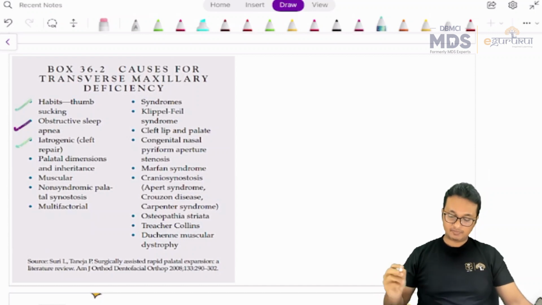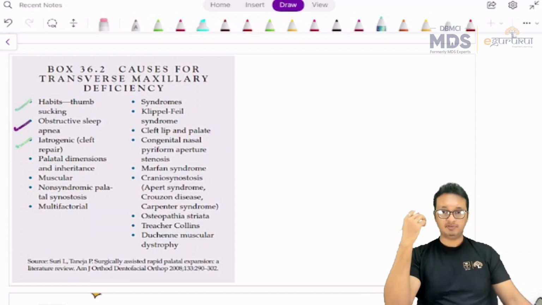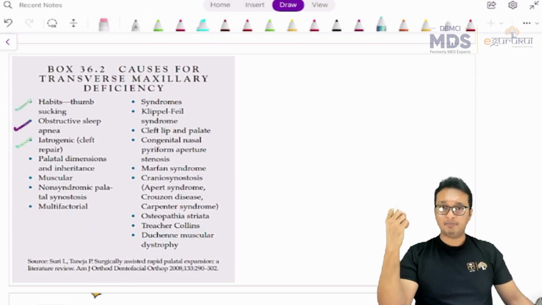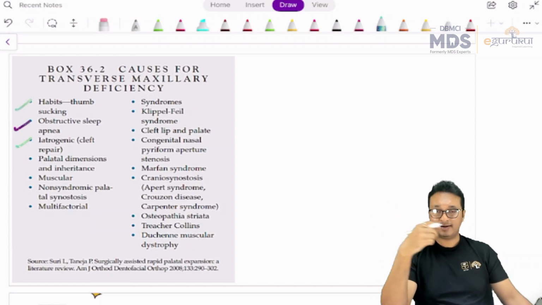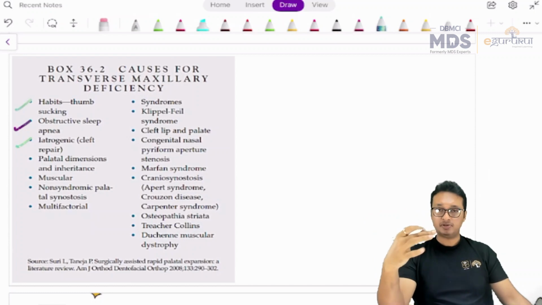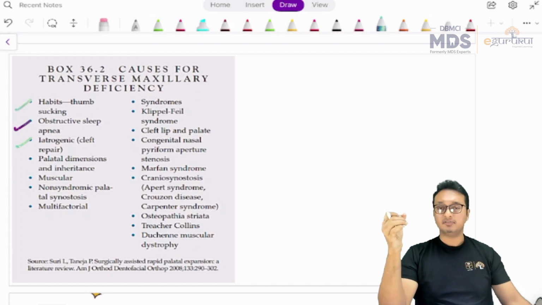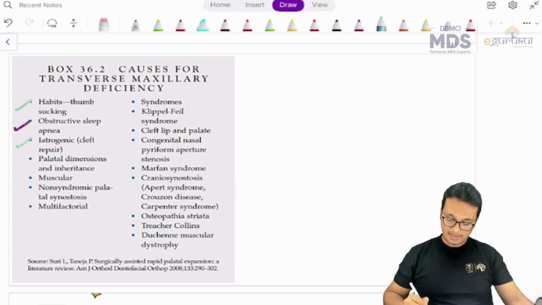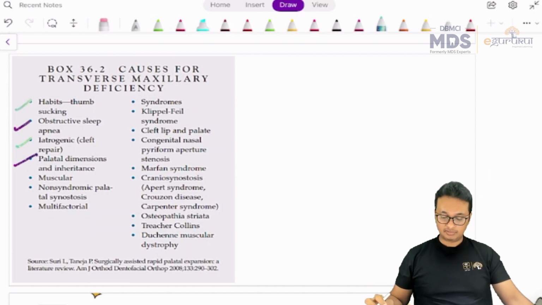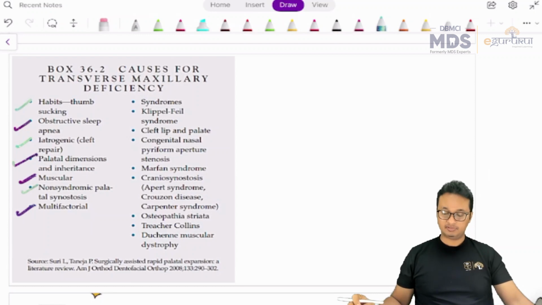We have iatrogenic effect. For example, whenever we repair the cleft early in age, the nasomaxillary septum can be damaged due to the formation of scar tissue, and it doesn't allow the development of the maxilla both in the anteroposterior dimension as well as in the transverse dimension. So that is one of the causes of transverse maxillary deficiency. We have palatal dimensions and inheritance issues. The reason could be muscular in origin or non-syndromic palatal synostosis, and because of environmental multifactorial causes also.